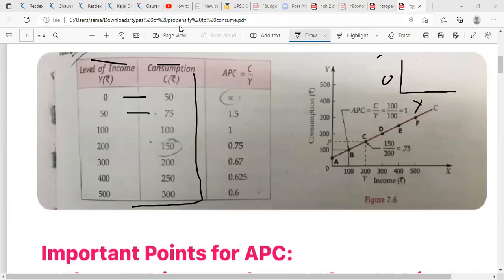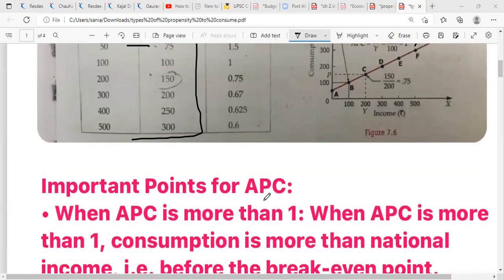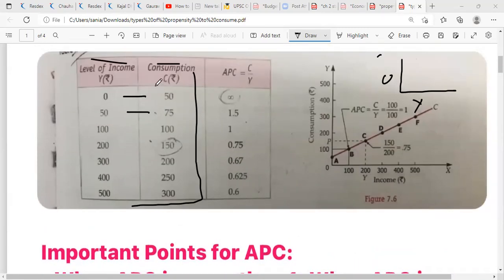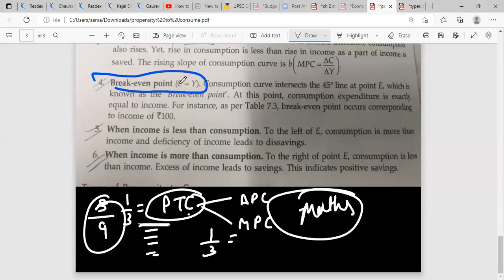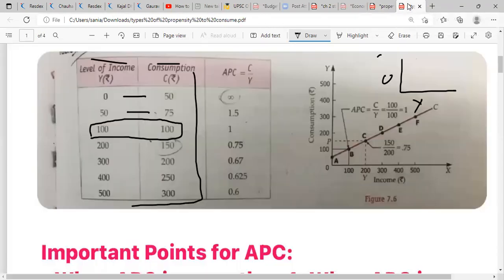Mahdi done? Yeah, ma'am, done. Okay. Now we are going to write the important points about APC. When we were doing APC, the propensity to consume, I told you the break-even point, if you remember. So what is the break-even point? When your consumption is equal to your income, known as Y. So C equals Y. This is your break-even point.